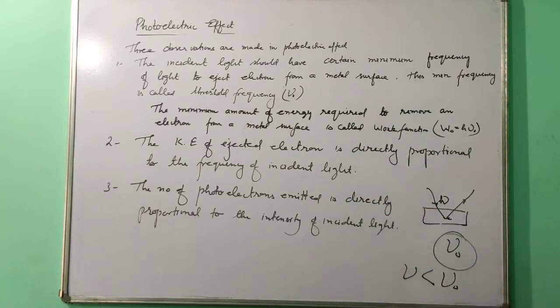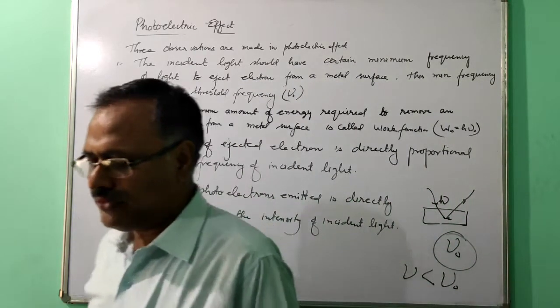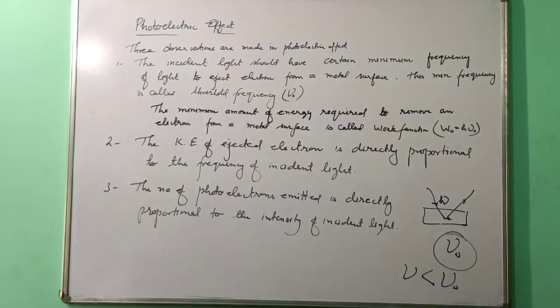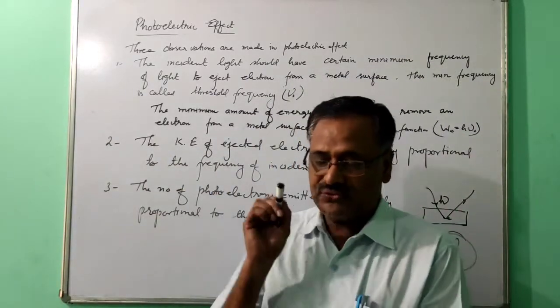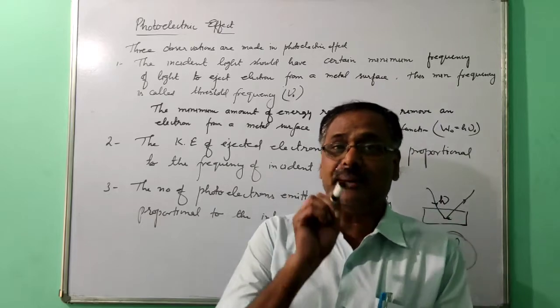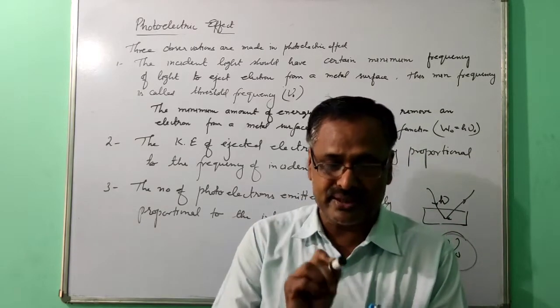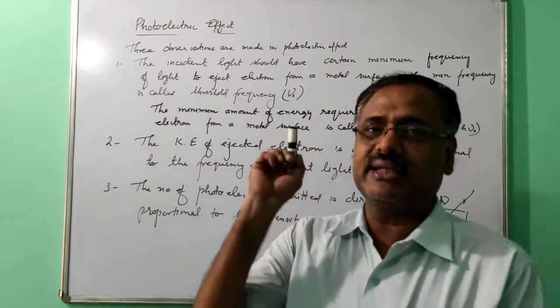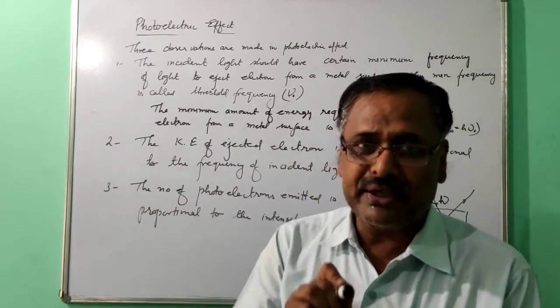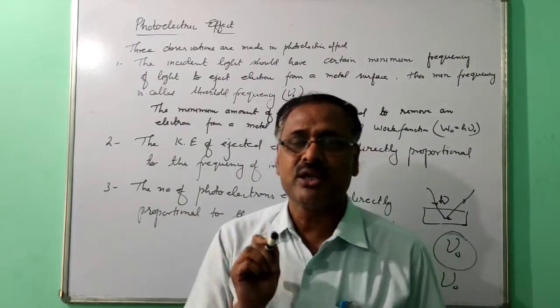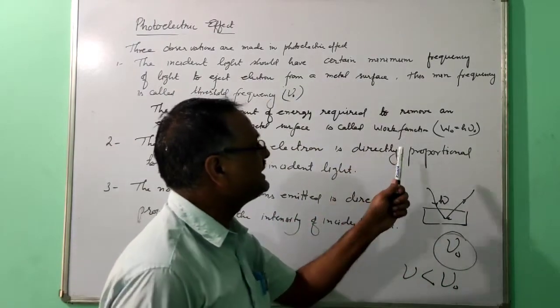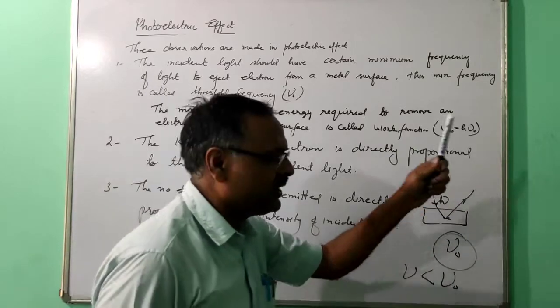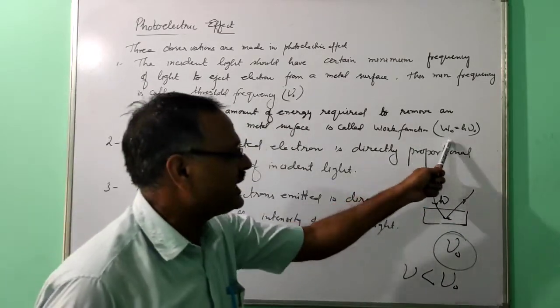So you get three points in the photoelectric effect. The light which falls on a metal surface should have a certain minimum frequency to eject the electron, and this minimum frequency is called the threshold frequency. And the minimum amount of energy required to remove the electron from the metal surface is called the work function.